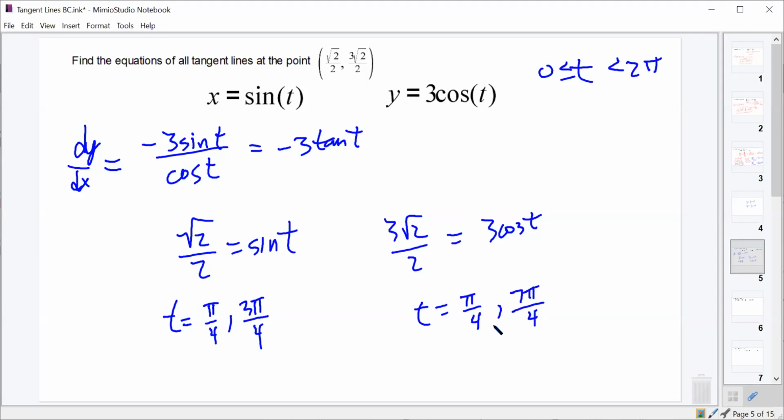And what's our overlap on these? It's just our pi over 4 value, right? We can ignore this, and we can ignore this one. Everybody good there?